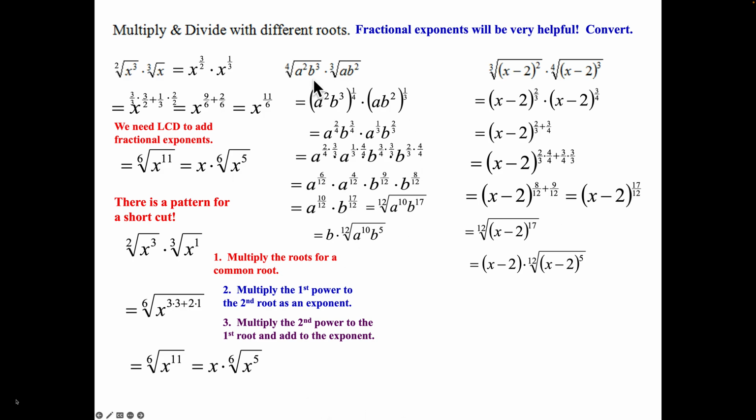And we can do that here as well. Here it's all standing out. 4 times 3 is 12. On the a only, 2 first power times second root 3 plus 1 times 4. There it is. Looking at the b's, first power times second root plus second power times first root. There it is. 6 plus 4, 10. 9 plus 8, 17. There they are. Those are the steps right there.